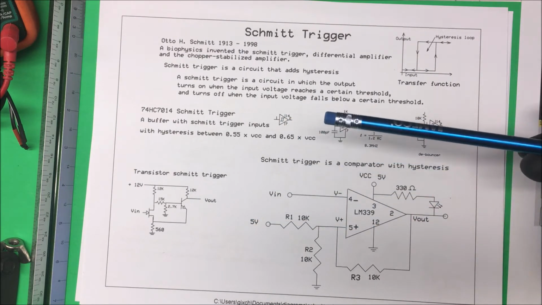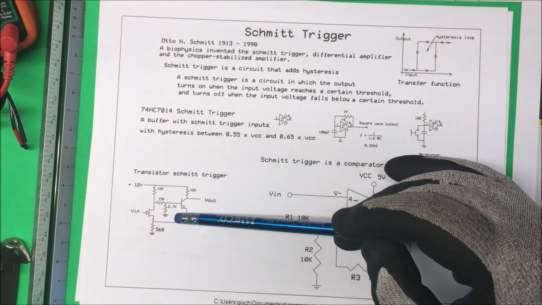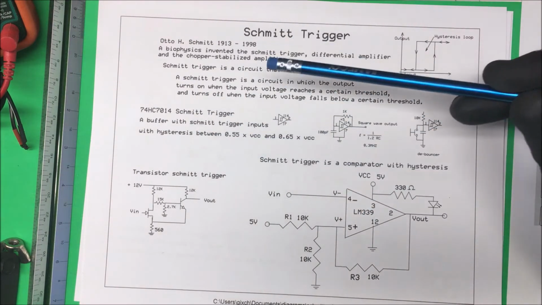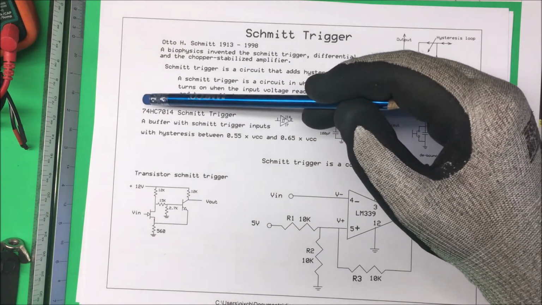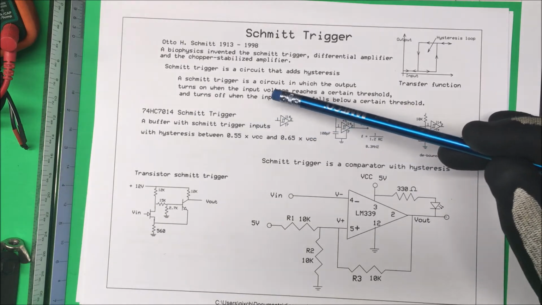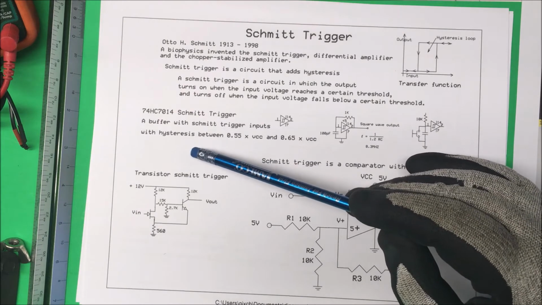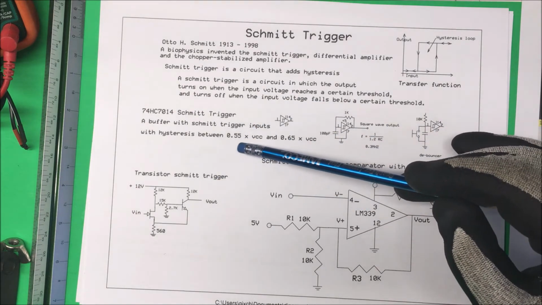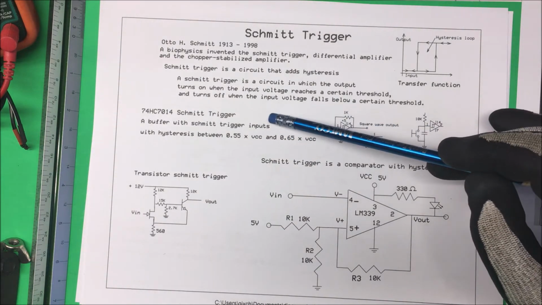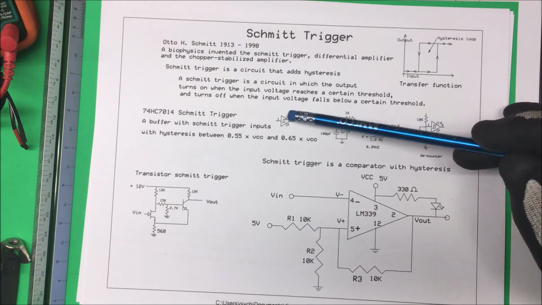Now, a Schmitt Trigger is not a component or device, it's an actual circuit, okay? So you can make it with a transistor, or you can do it with a comparator. Now, if you look online and buy a Schmitt Trigger, you'll probably come across a Texas Instruments 74HC14. What that is, is a buffer with a Schmitt Trigger input, and it has a built-in hysteresis between 0.55 times your VCC and 0.65 times the VCC. It has one input and one output on each of the Schmitt Triggers in there. There are 6 of them in a package. But they come in handy.